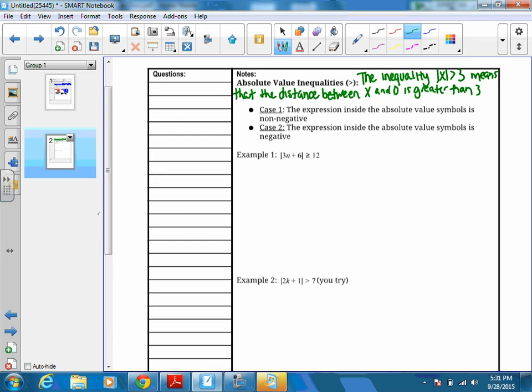Looking at this problem, I have the absolute value of 3n plus 6 is greater than or equal to 12. Case 1 means it's non-negative, so let's set it up: 3n plus 6 is greater than or equal to 12. In order to solve this, I subtract 6 from both sides. I'm left with 3n is greater than or equal to 6. Let's divide both sides by 3, and I have n is greater than or equal to 2.